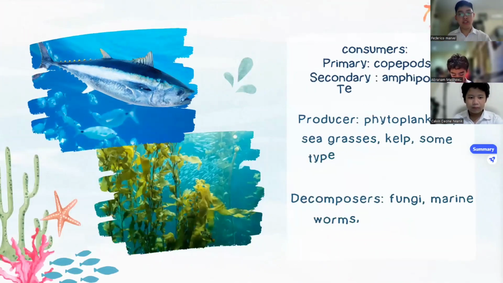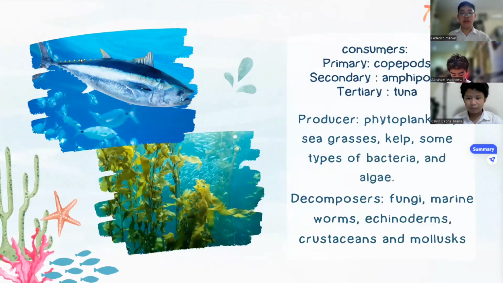The primary consumers of the Pacific Ocean are copepods, and the secondary consumers are amphipods. Tertiary consumers are tunas. Producers consist of phytoplankton, seagrasses, kelp, some types of bacteria, and algae. Decomposers are fungi, marine worms, echinoderms, crustaceans, and mollusks.